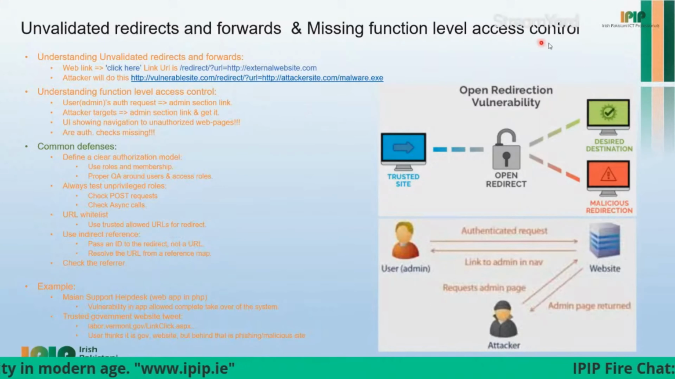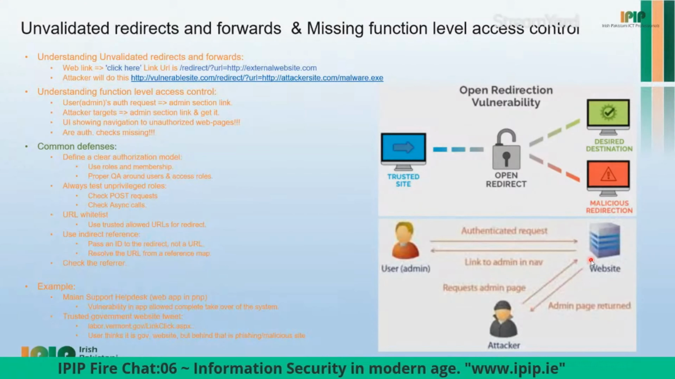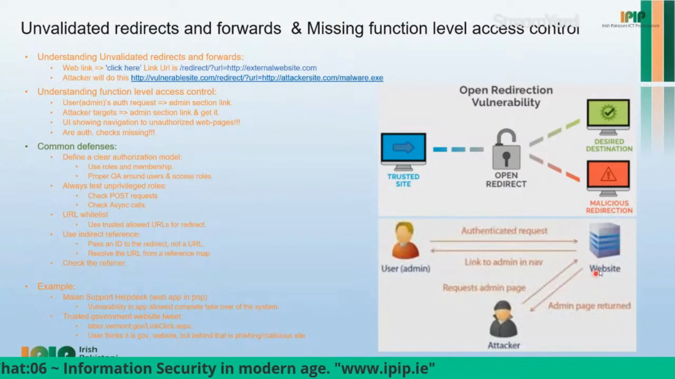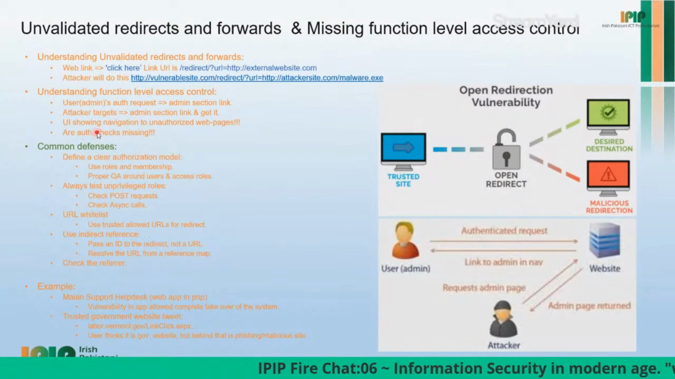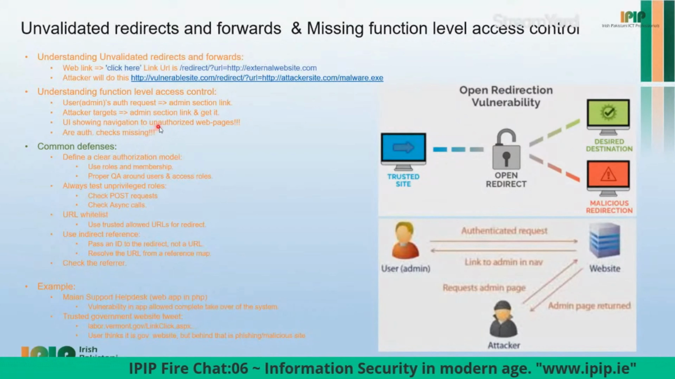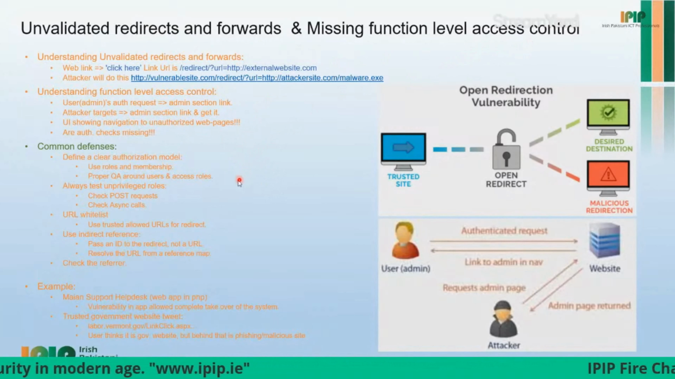Missing function level access control is when you log into a website, you get an admin view back, and the attacker goes directly to that admin view and returns the page, because these function level access controls are missing. It's because the UI is showing navigation to unauthorized pages, and it's showing admin sections without proper access level control. So there could be some authorization check missing.